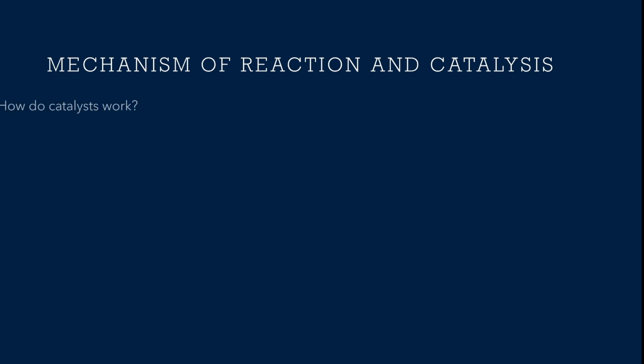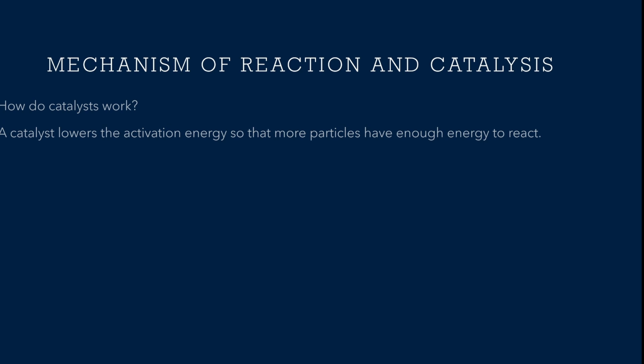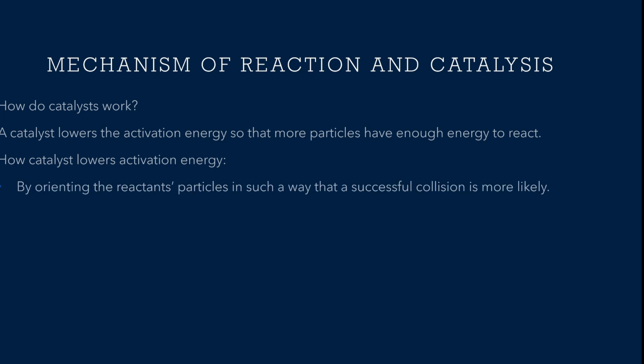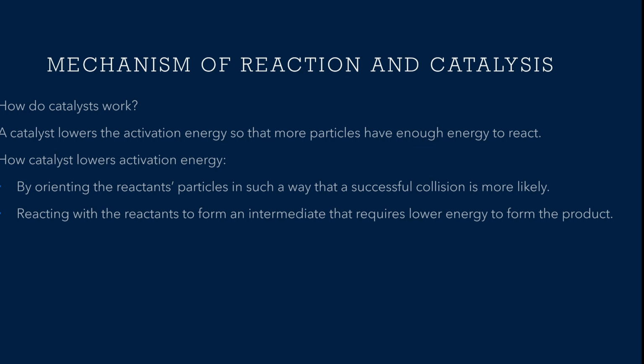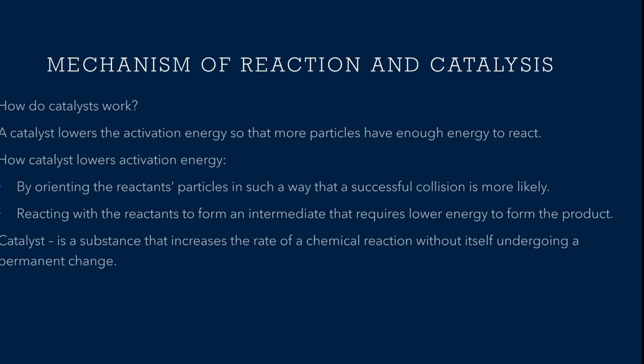Now let's take a look at how catalysts work. A catalyst lowers the activation energy so that more particles have enough energy to react. How do catalysts now lower the activation energy? First, by orientating the reactants' particles in such a way that a successful collision is more likely, and lastly, by reacting with the reactants to form an intermediate that requires lower energy to form the products. And hence the term catalyst can be defined as a substance that increases the rate of a chemical reaction without itself undergoing a permanent change. And that brings us to the end of this lesson, and hence to the end of the video.